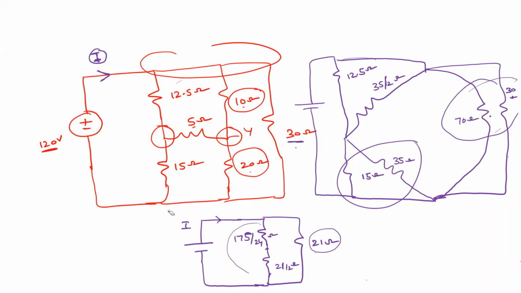If you assume this is ground, what is the voltage here? 120. So this voltage is 120 volts. We assume this to be VA and this voltage to be VB, and you have to solve the KVL and KCL equations. But the idea is to use the star delta transformation. Okay.